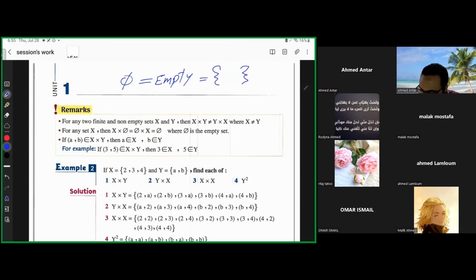There are no elements. If you have a set like 1 and 2, and you want to multiply it by a phi set, so the 1 will go with what here? There is nothing. So also the Cartesian product will be empty. So it will be a phi set, okay?